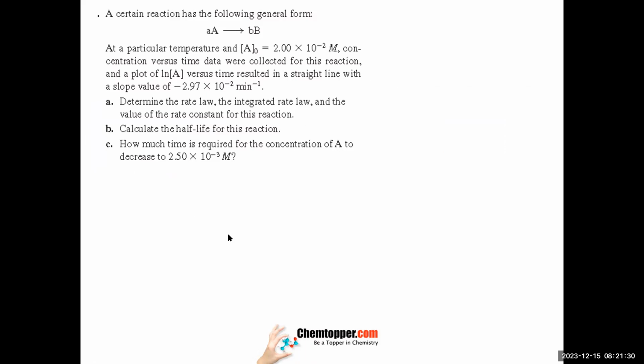This is a question, children. Now all eyes and brain should be engaged in doing this question. All of you. A naught is this, the initial concentration. A naught means when the time is zero. Concentration versus time data collected. It's an experiment, so they collected the data.